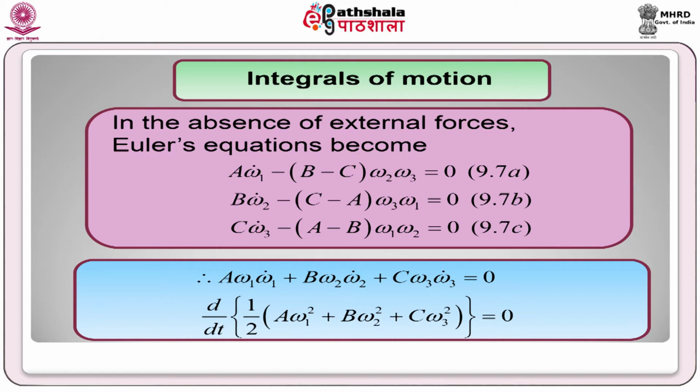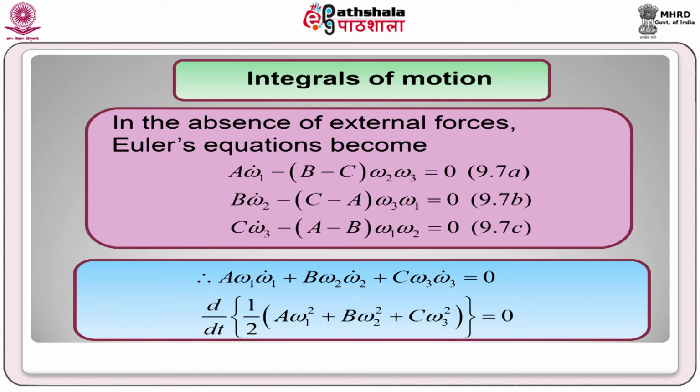Now, let us find the integrals of motion. In the absence of external forces, please note that the moment of the external forces will vanish. So, N_O vector must be 0. Therefore, the components of N_O vector, capital N1 becomes 0, capital N2 becomes 0, capital N3 becomes 0. Putting these values in Euler's equations of motion, we get these three equations.